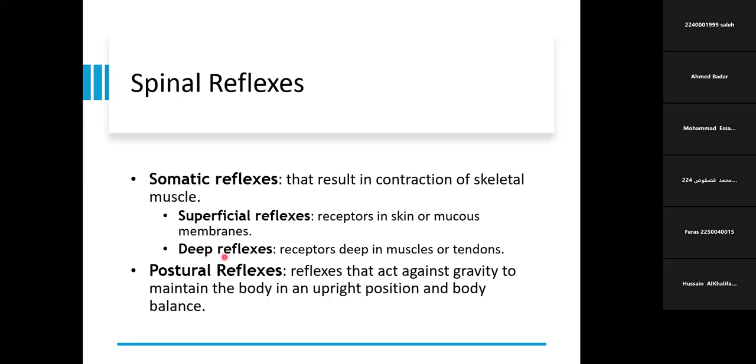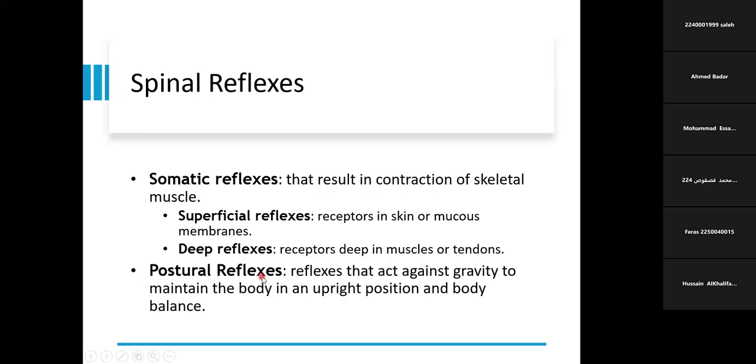What are the deep reflexes? For the deep reflexes, we have receptors that are deep in the muscles or tendons. Our today's discussion will be mainly deep reflexes. They are very interesting because in our medical profession and in our allied medical sciences, we need these reflexes, especially in neurology cases, which make up 99% of cases for physiotherapy.